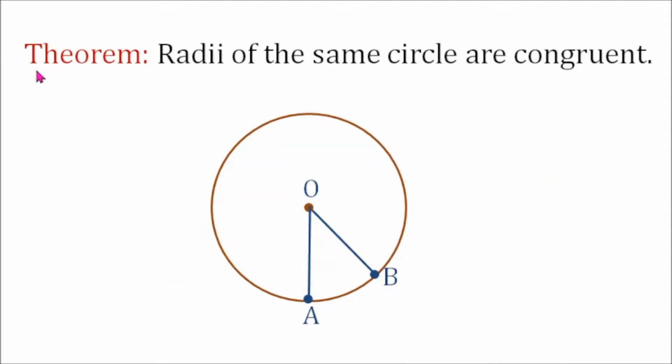We have 3 theorems in this lesson. So this is the first one. Radii of the same circle are congruent. So line segment OA is a radius, and line segment OB is also a radius. So because they are radii of the same circle, we can say that segment OA is congruent to segment OB.